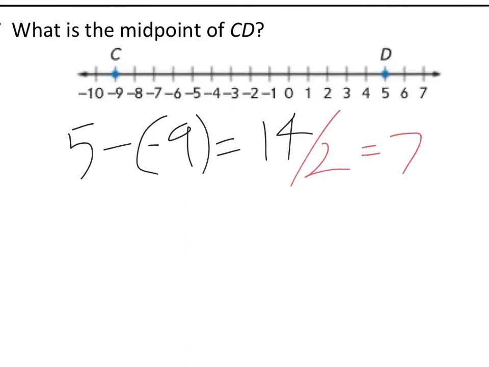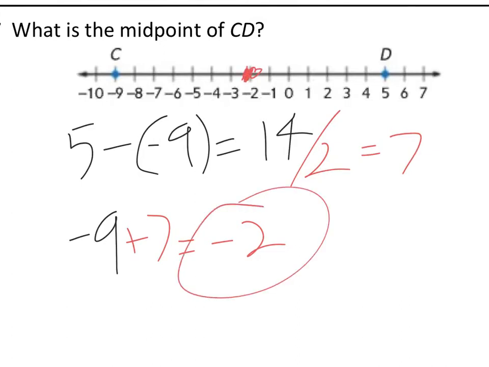7. So I take 7 and I'm going to add it to my first point. My first point was negative 9. Negative 9 plus 7 equals negative 2. Alright, so then I'm just going to put my new dot there. So yeah, that's the answer. The answer was just negative 2.